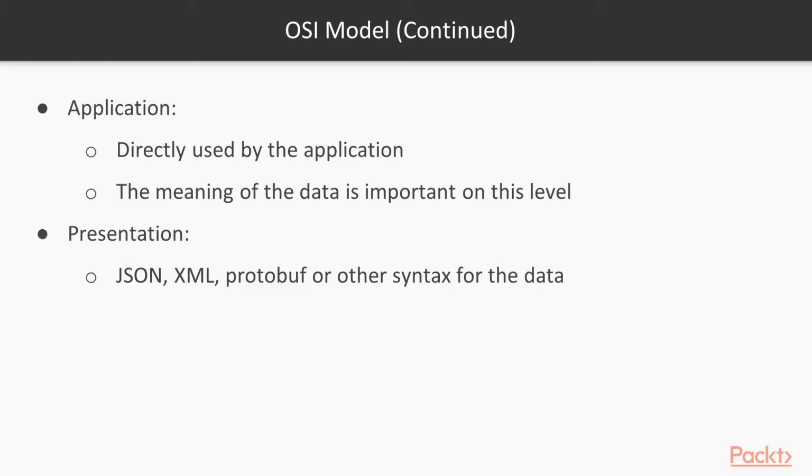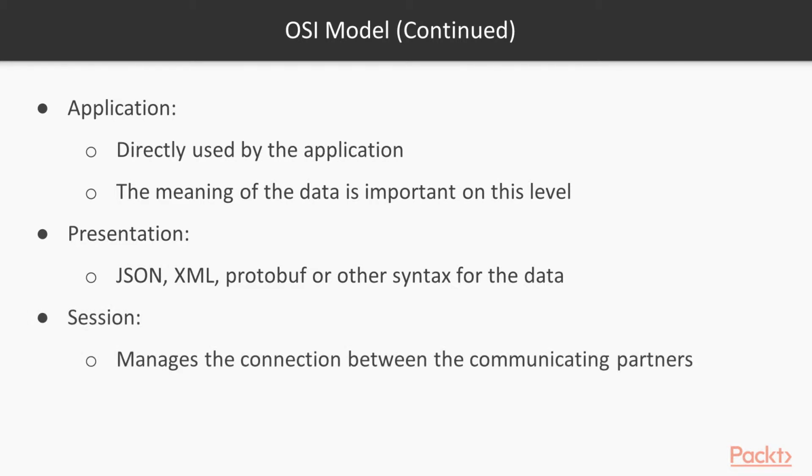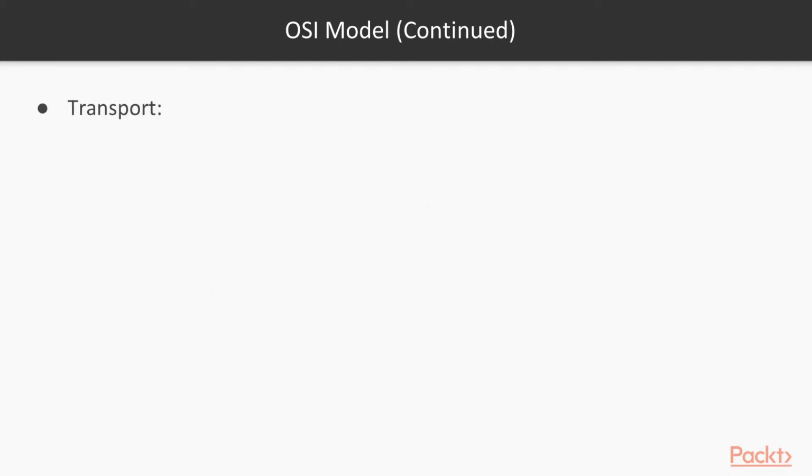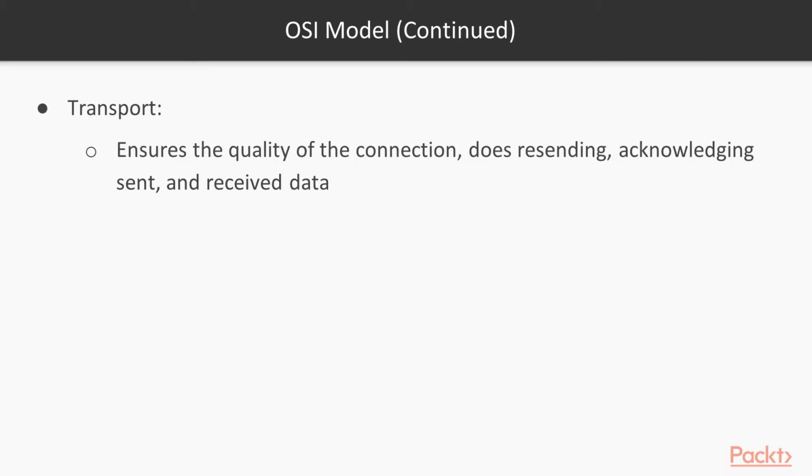The next layer, where this already converted byte stream from the presentation layer is passed on, is the session layer, which essentially manages the connection between the communicating partners. So this layer is responsible to make the connection and for how the data is transferred. The next layer is the transport layer that ensures that the quality of this connection is good enough. And if it's not good enough, then it does resending of lost packages. And it also acknowledges sent and received data, so the sender knows what has arrived on the other side.